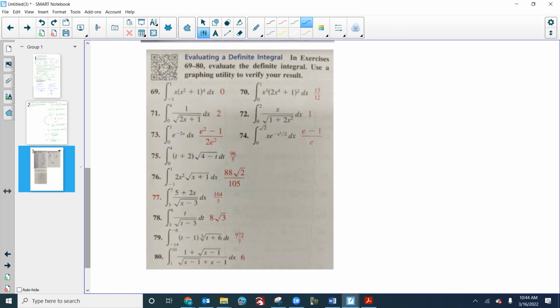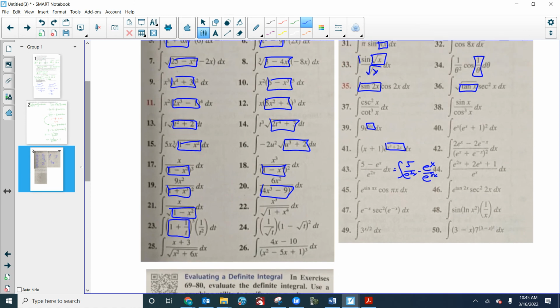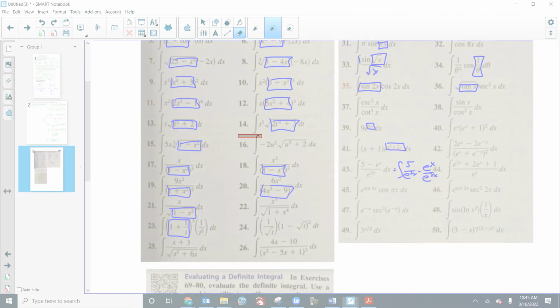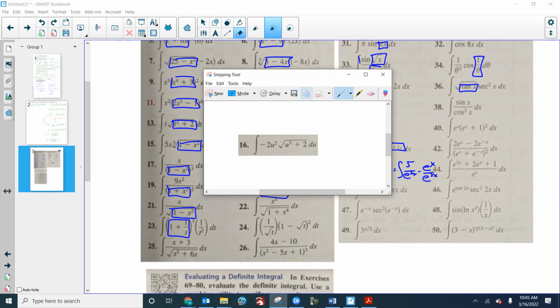Lane. 16. Crazy. Spicy. 2 and 4. Should I do Y?